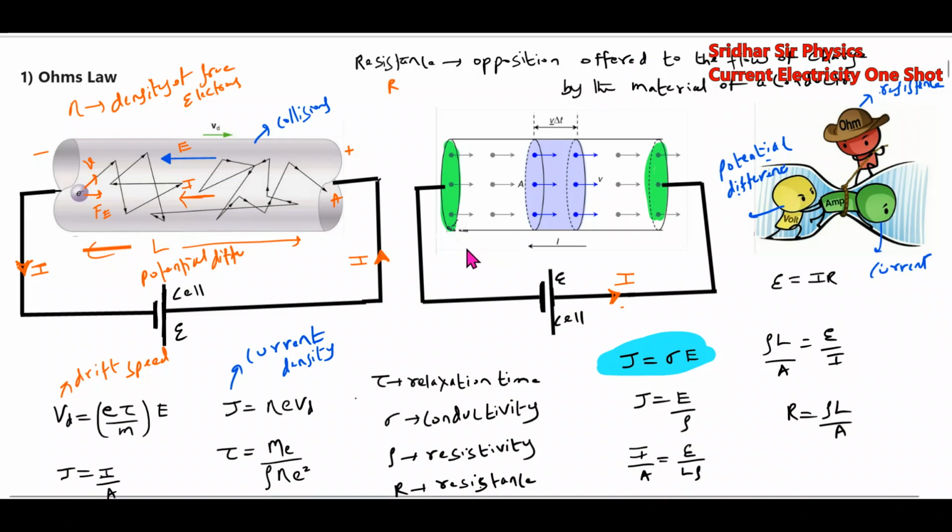And this part is what? The length. And the material, rho, is the material. So the electrical resistance depends on the resistivity, length and area of cross section. There's one basic formula which you have to remember. The unit for this will be ohm. And this is the basic Ohm's law.